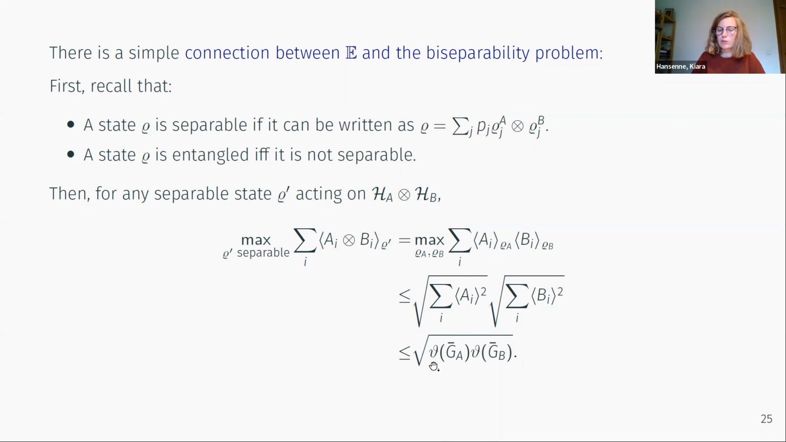So now we can just use the upper bound we found and find that this is then upper bounded by the Lovász number of the anti-commutativity graph of the observables A_i and the one of the observables B_i. So now we have two sets of observables, and each set of observables has one anti-commutativity graph, and each set of observables has one Lovász number. So that's the one for the observables A_i, and that's the one for the observables B_i. Okay.